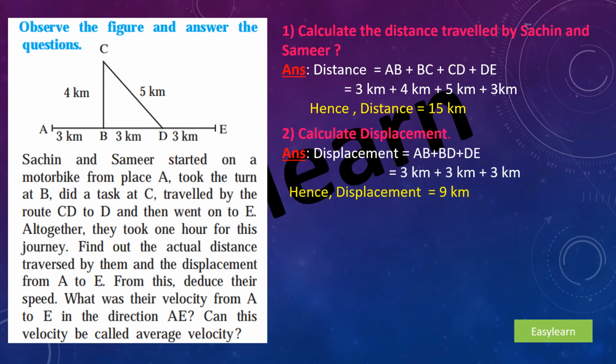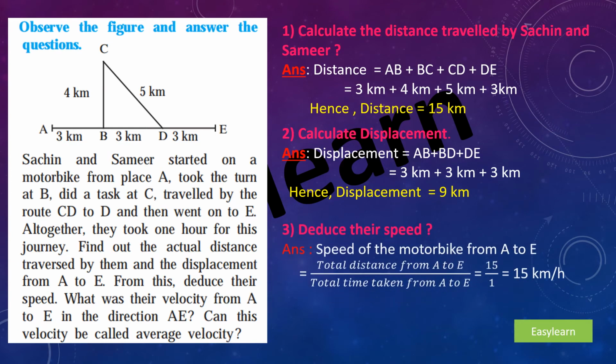Calculate the displacement. Answer. Displacement is equal to AB plus BD plus DE. That is equal to 3 plus 3 plus 3. Hence, displacement is 9 kilometers.